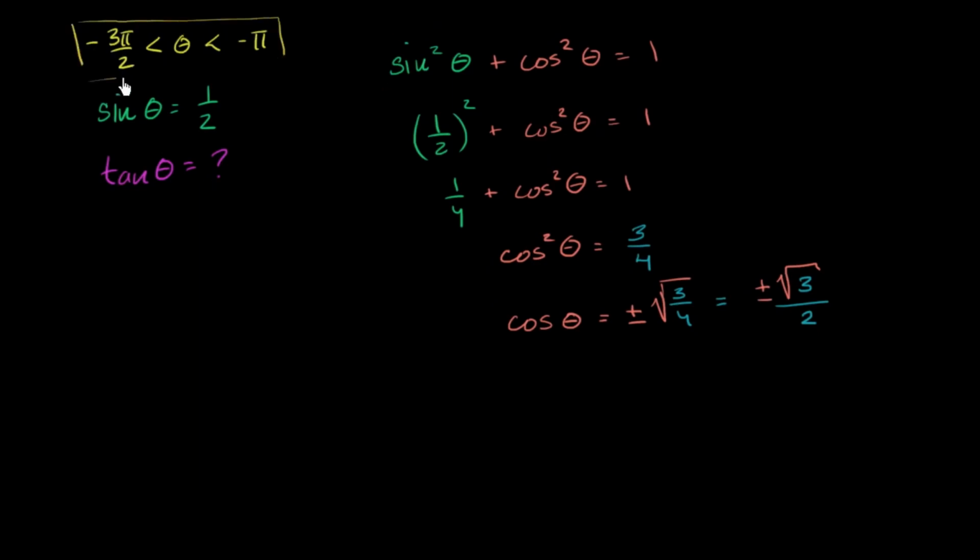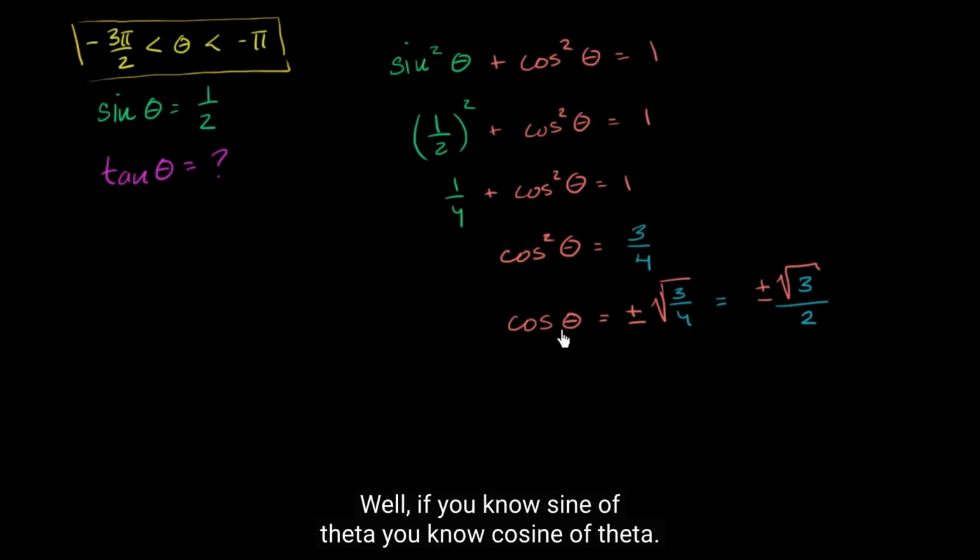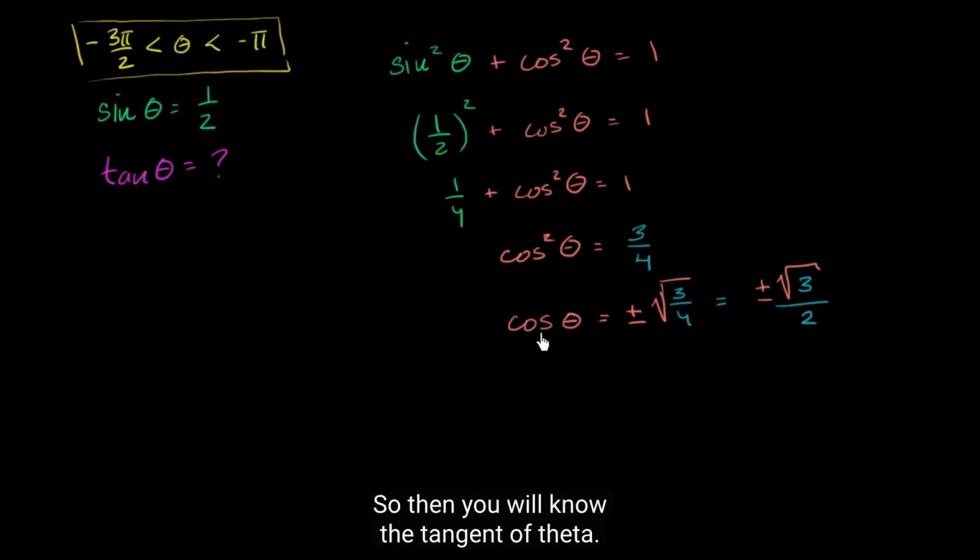Let's draw our unit circle. If you're saying, well, why am I even worried about cosine of theta? Well, if you know sine of theta, you know cosine of theta. Tangent of theta is just sine of theta over cosine theta. So then you will know the tangent of theta. But let's look at the unit circle to figure out which value of cosine we should use. So let me draw it.